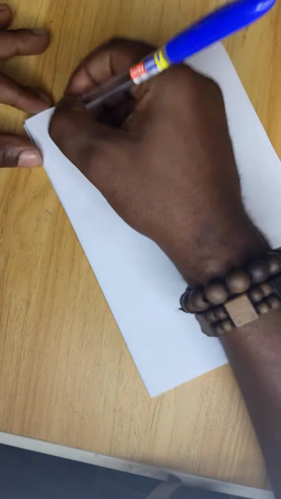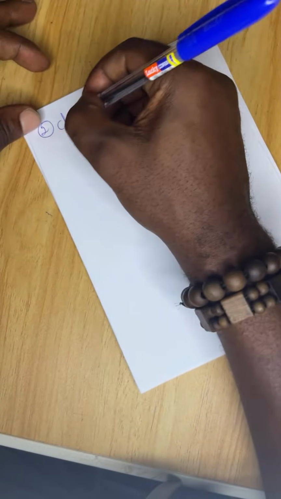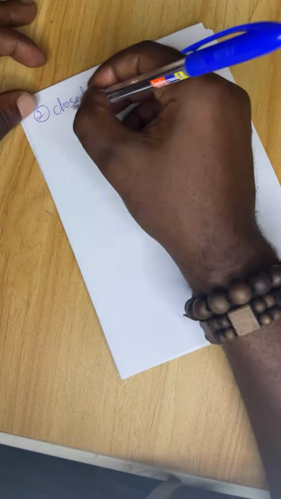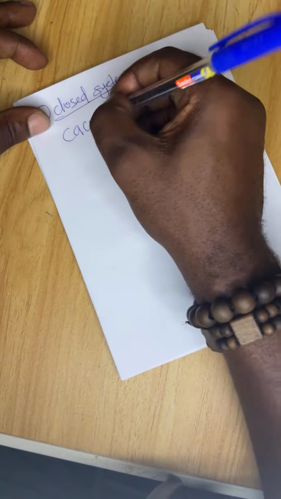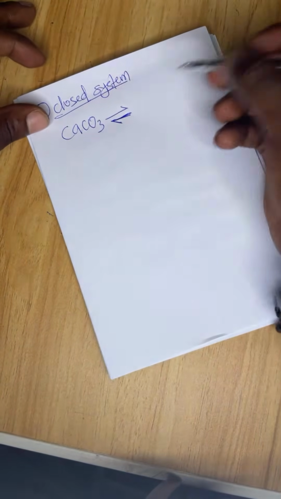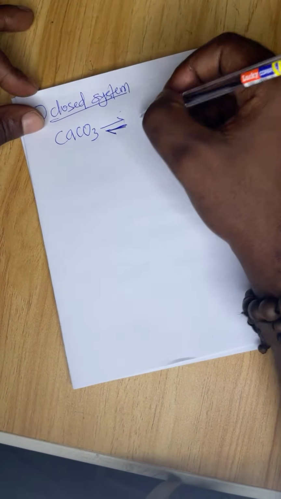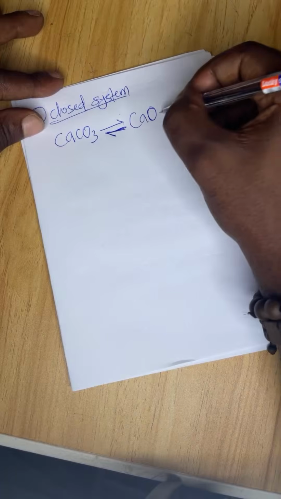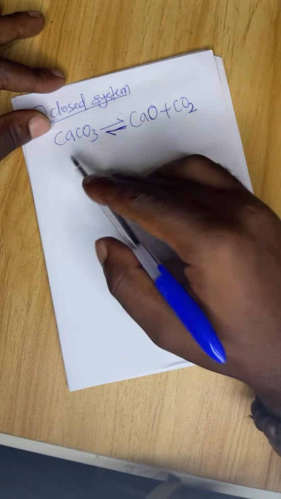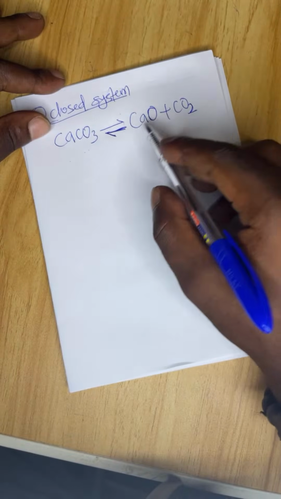Now, we know we are still on a closed system. If you understand what I said, let's now use it for this guy, CaCO3. It has obeyed the first rule. It must be reversible. We already said that. To form CaO and CO2, right? Good.